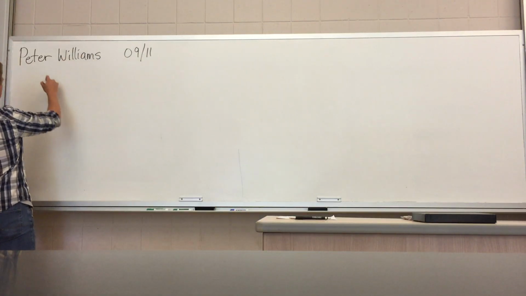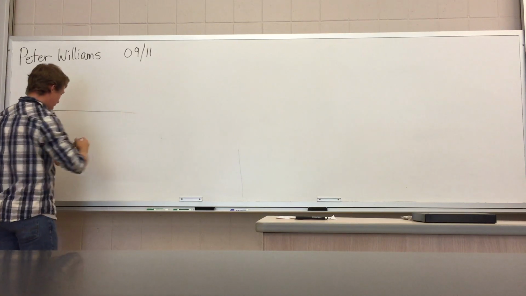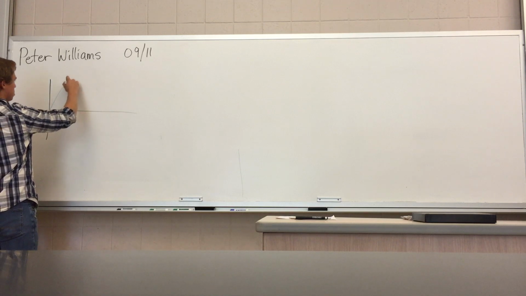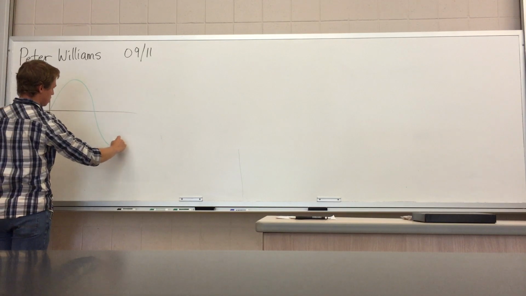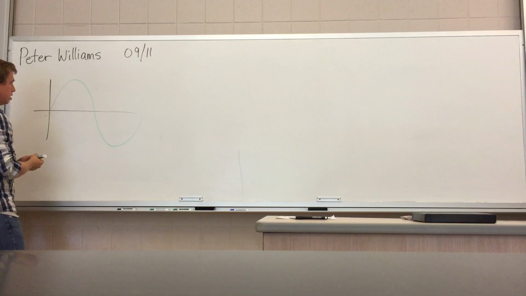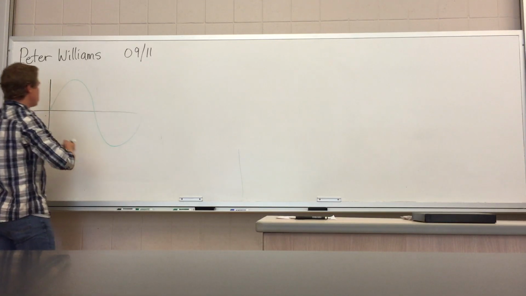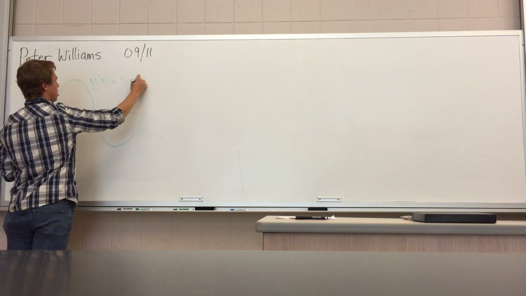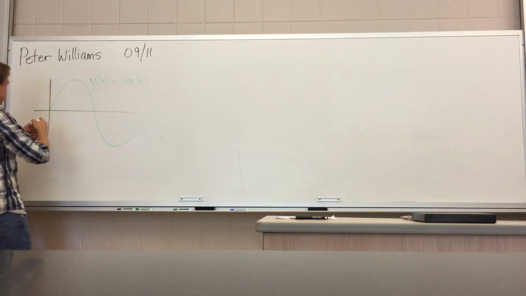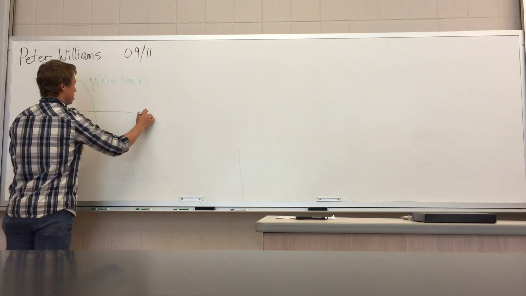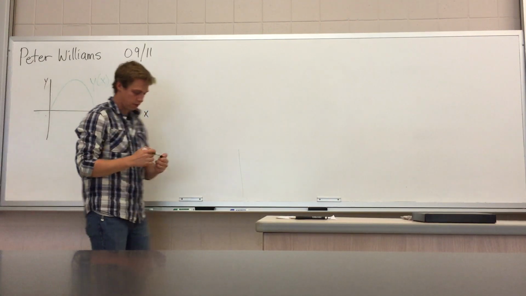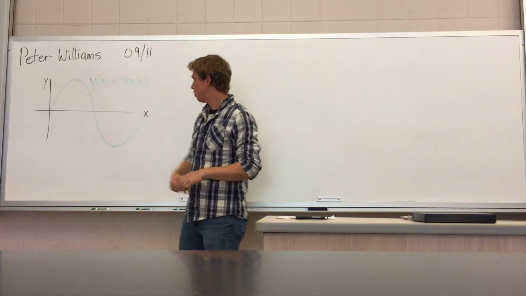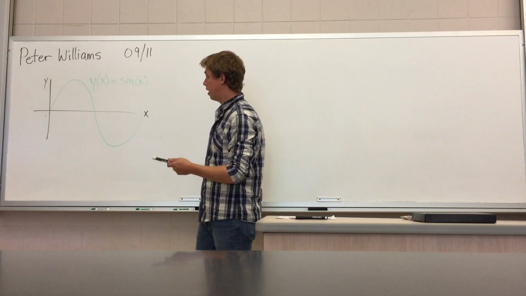I'm going to draw a coordinate axis here, and on that axis, I'm going to put the sine function. I hope you guys are all familiar with the sine function. It looks something like this, and the equation that defines it is y of x equals sine of x. Of course this is the x-axis and this is the y-axis, all right? And the sine function.